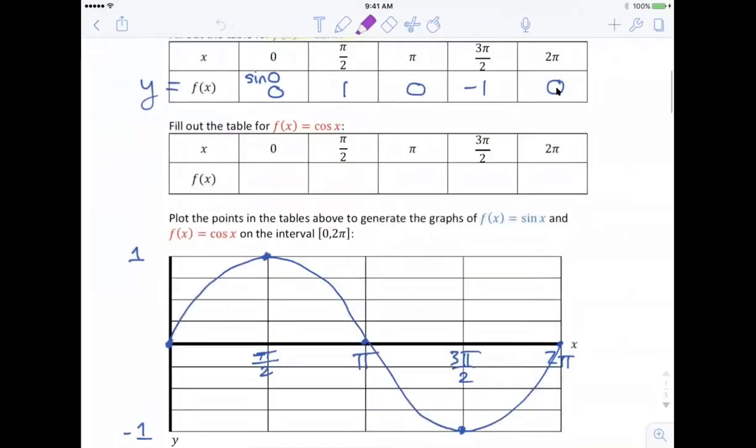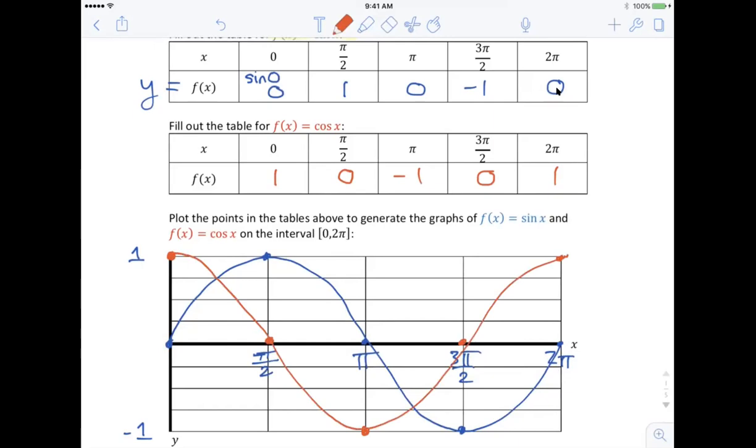Okay, so at 0 it was 1, pi over 2 was 0, pi was -1, 3 pi over 2 was 0, and 2 pi was 1. And let's plot those. So we have (0, 1), (pi over 2, 0), (pi, -1), (3 pi over 2, 0), (2 pi, 1), and then just a nice smooth continuous curve, and I get the graph of cosine.